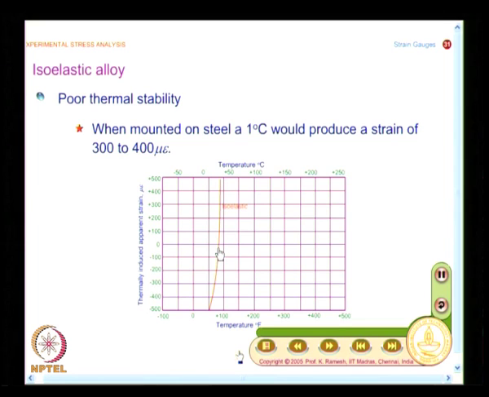So, a very small change in temperature will have a very high change in apparent strain. Strain introduced because of thermal effect is much larger in comparison to what is the strain that you are going to measure. So, you have to be very careful. So, the disadvantage of isoelastic alloy is its poor thermal stability.